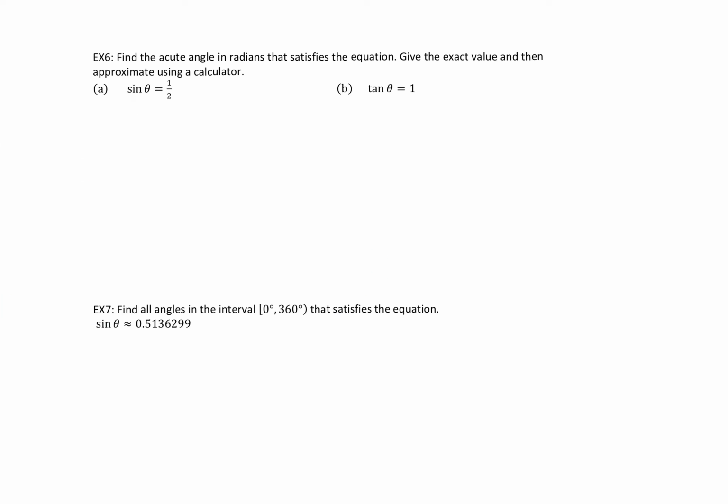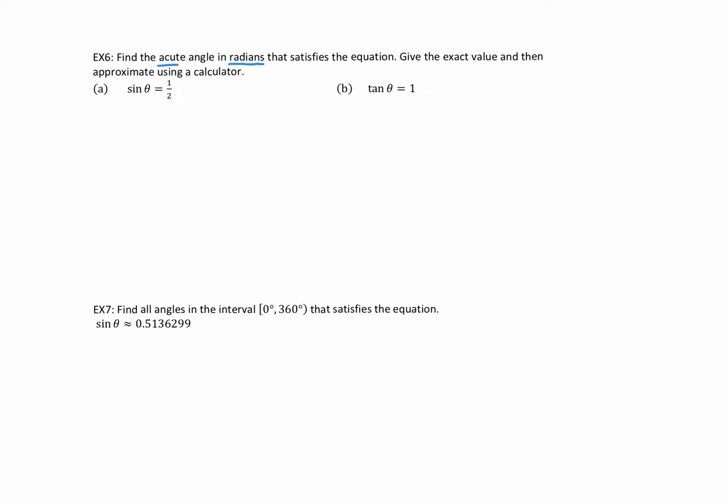Okay, so now what we're going to do is we're actually going to solve for the angle. In all of our examples, we were given angles and then we were trying to find the trig values with respect to that angle. But what if you had the value, you had to go back and figure out what angle corresponds to that value. In example 6, it says find the acute angle in radians. So just make sure that you're working in radians here. That satisfies the equation, give the exact value, and then approximate using a calculator.